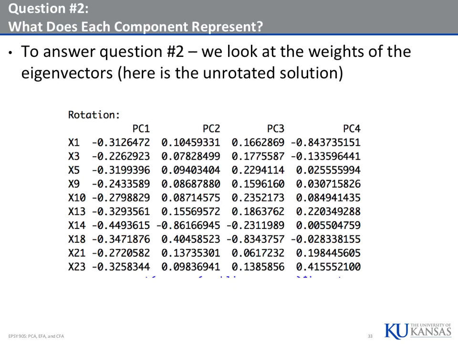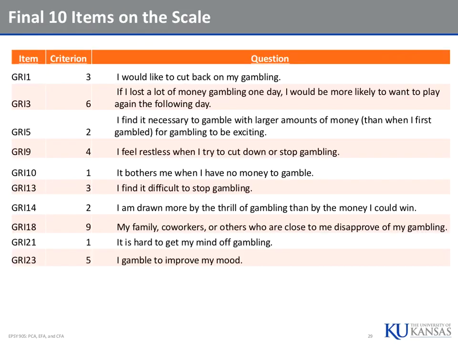Now it gets harder because this X14 is strongly negative and X18 is positive. So you're saying whatever these two things are going on, it's this component, strongly not 14. Item 14 was "I'm drawn more by the thrill of gambling than the money I can win." And 18 is "my family disapproves of me gambling." Right? So this is positively related to the component. This is negatively related to the component.